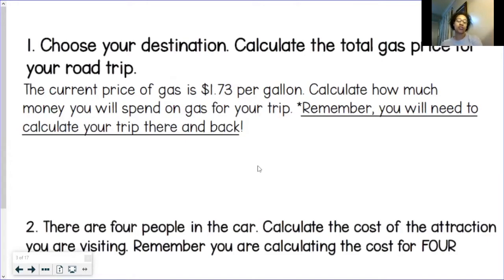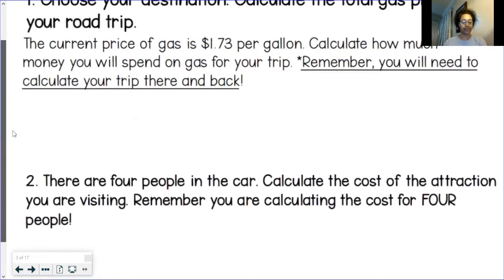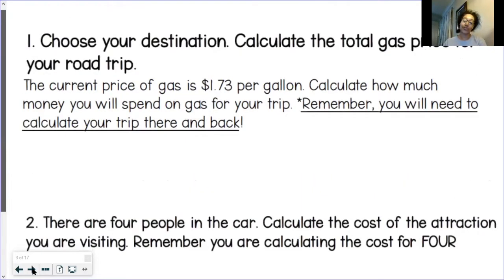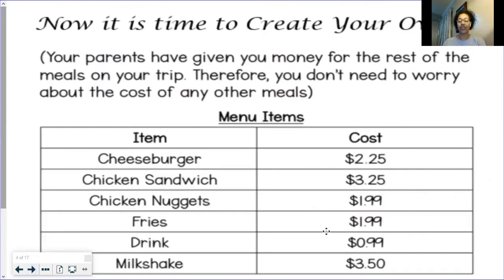Question number 2 shares with us that there are 4 people in the car. That's 4 people including you, all right? You're now going to determine how much it's going to cost for the 4 of you to get into that attraction. Remember, wherever you're going is the attraction or the place that you're going to visit. You have to calculate for all 4 people, the 4 people including you. Once you've answered those 2 questions, here's a create your own.